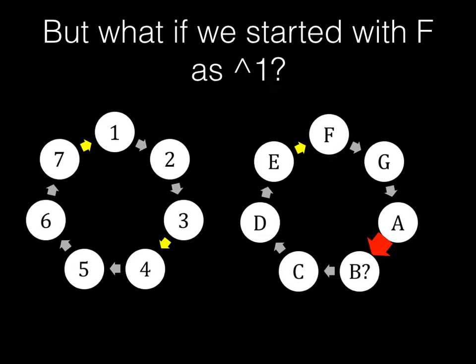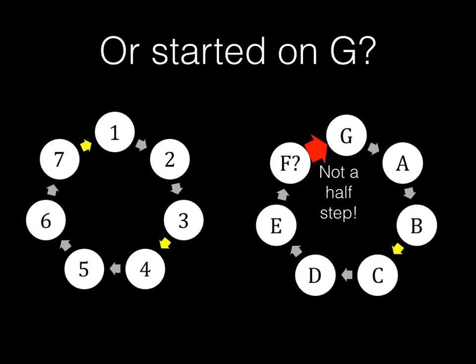Well, then we'd run into a problem immediately, because the distance between A and B, or what should be between 3 and 4, is not a half step, it's a whole step. But we should have a half step between scale degree 3 and scale degree 4. Or what if we started on G? Well, now we've got a whole step between F and G, but we should have a half step between scale degree 7 and scale degree 1.